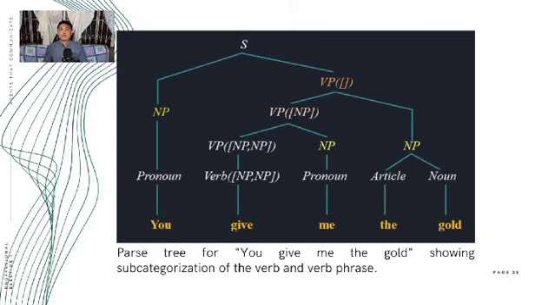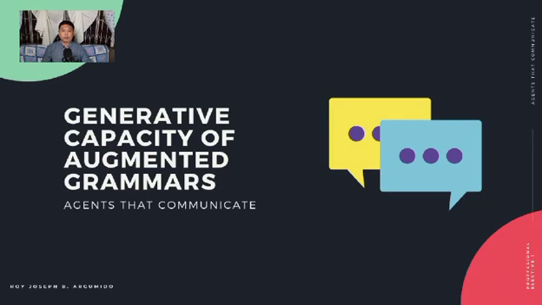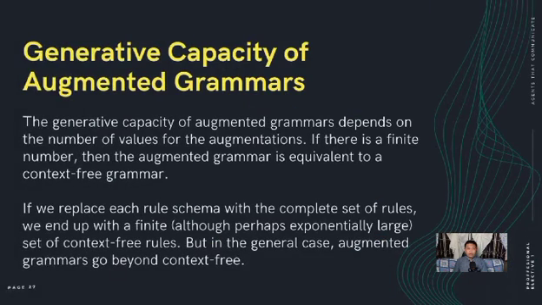Okay, so we'll discuss the next topic, the generative capacity of augmented grammars, under the same topic, agents that communicate. Generative capacity of augmented grammars. Excuse us. The generative capacity of augmented grammars depends on the number of values for augmentations. If there is a finite number, then the augmented grammar is equivalent to a context-free grammar.